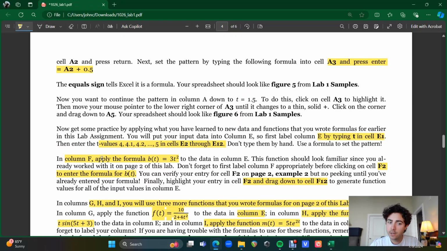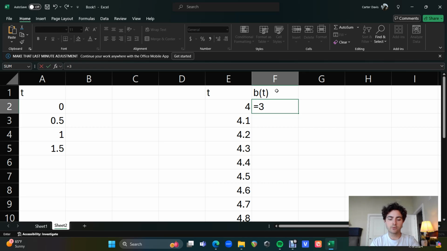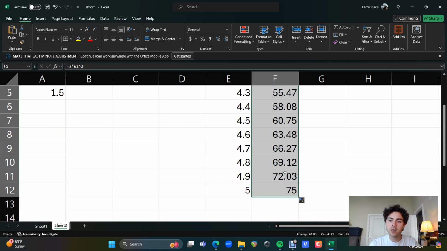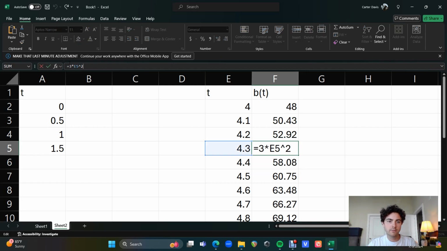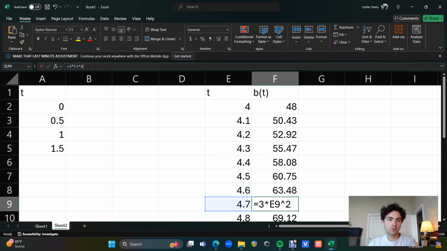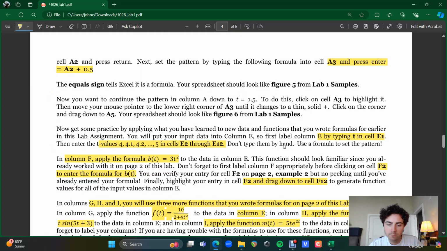So we have our T values from 4 to 5 going up by 0.1 in column E. Now in column F, we're going to apply 3t squared, and that's b of t. So b of t, we're doing 3t squared. So 3 times, anywhere we see t, we're going to click on this t value and then square it like so. And then this, we definitely want to drag this down to fill in the other 3t squared. Again, when you look up here at this formula, you can see that it's typing in all the correct 3t squareds for the corresponding t value. So very fascinating stuff. Let's keep it going.